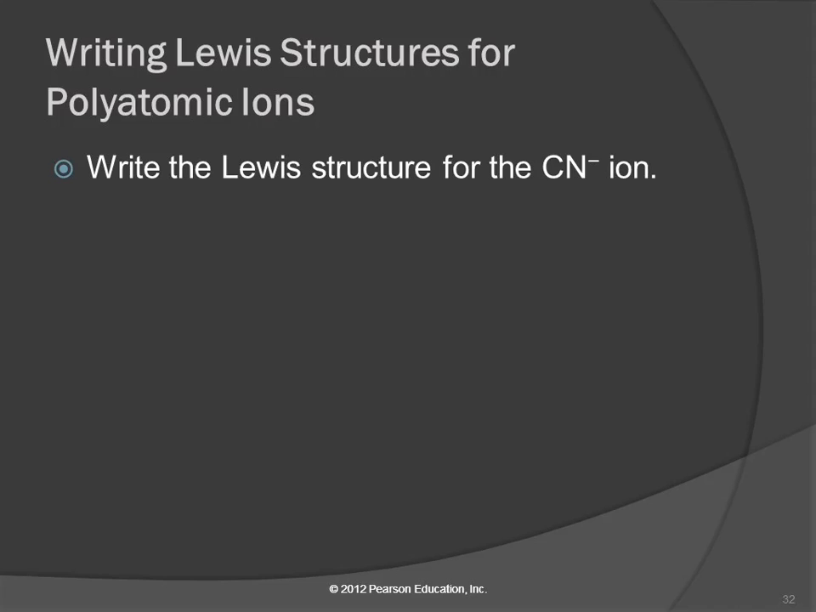Well, this is a simple one. It's got 2 atoms, so they have to be next to each other. That's the skeleton. Then we need to identify how many valence electrons, how many dots can we play with here. Carbon has how many valence electrons? 4. And nitrogen has 5.